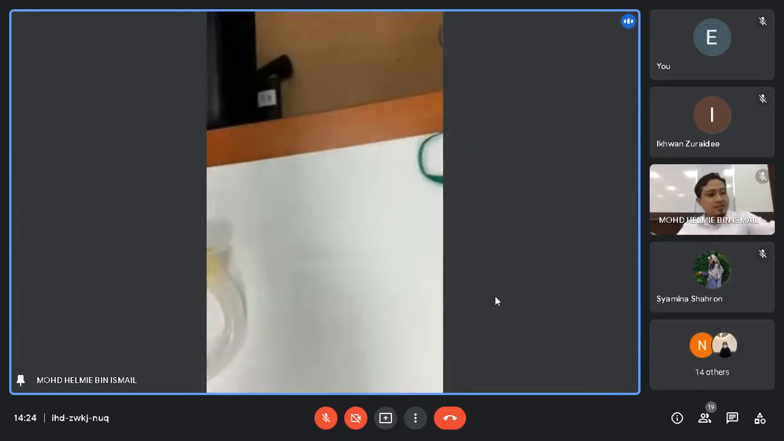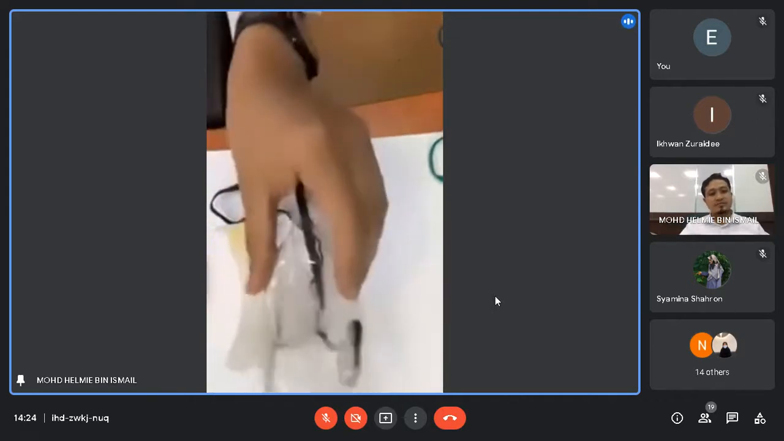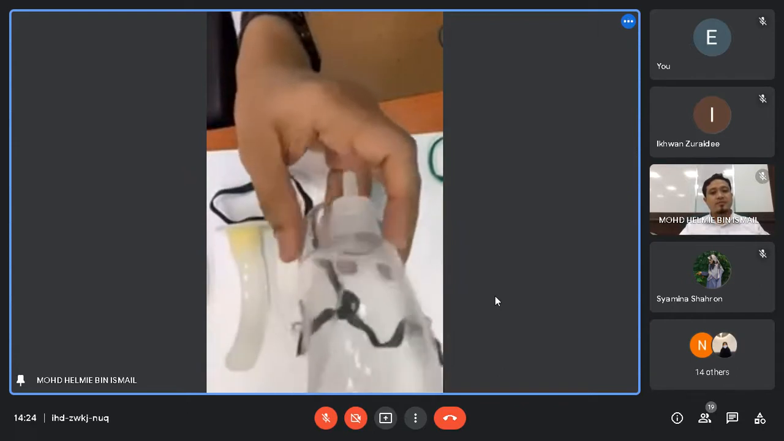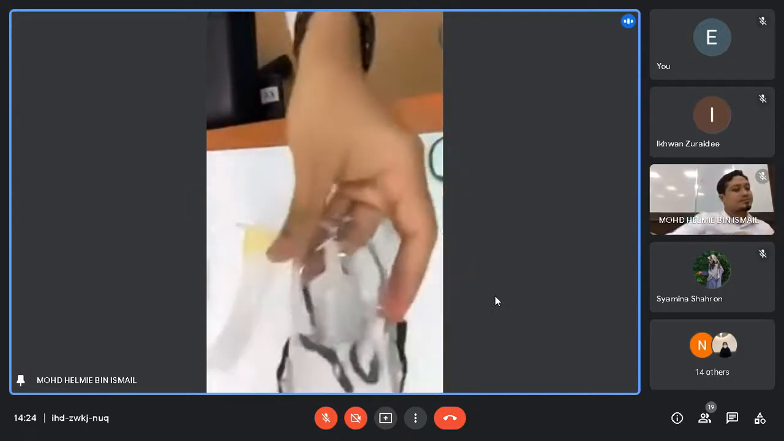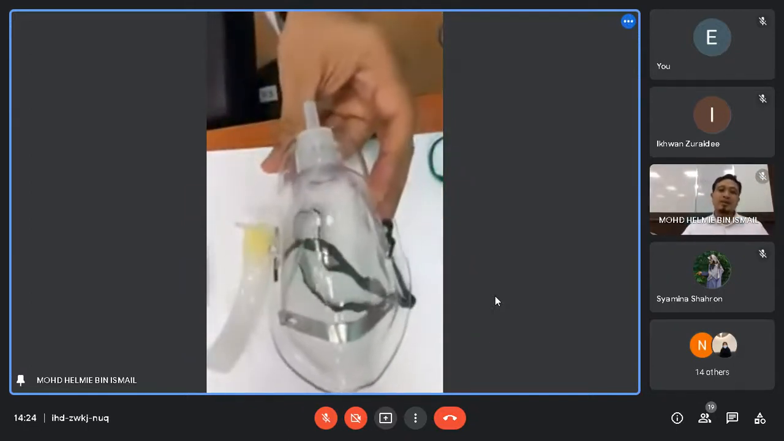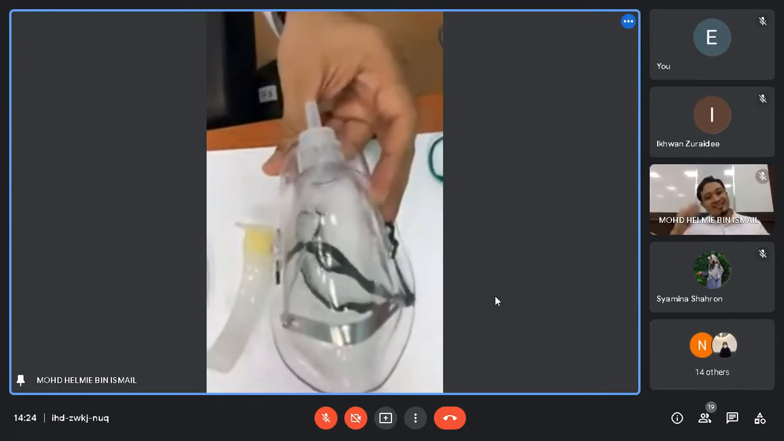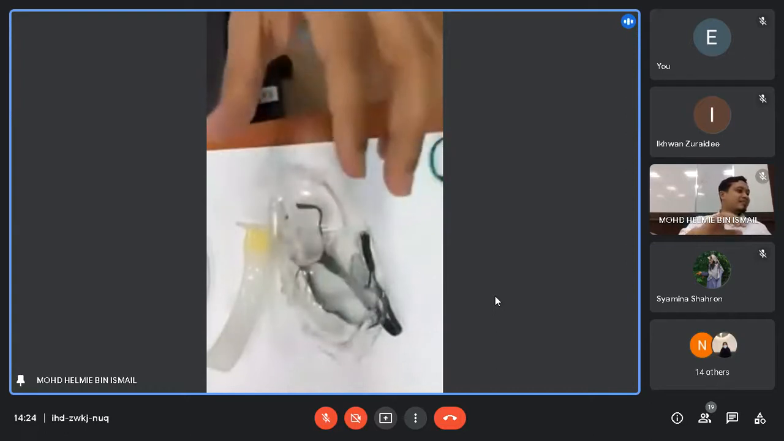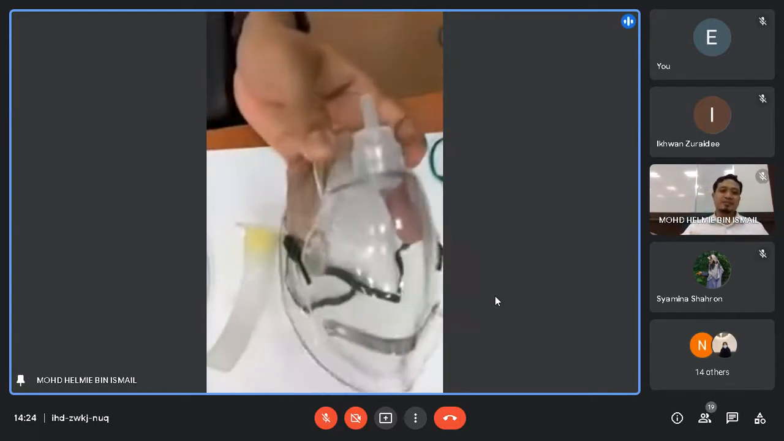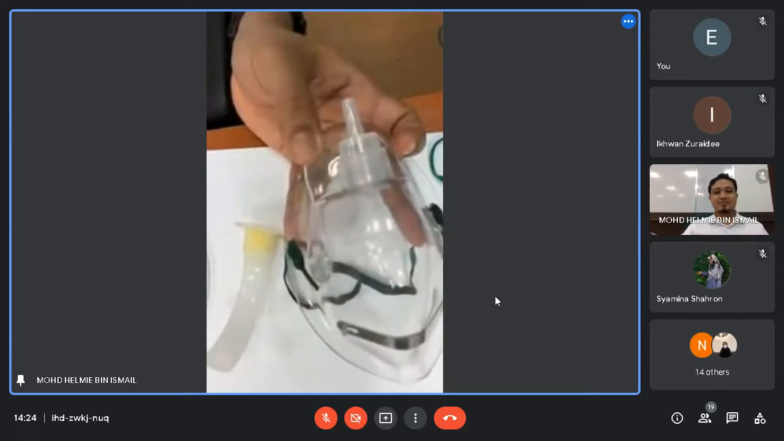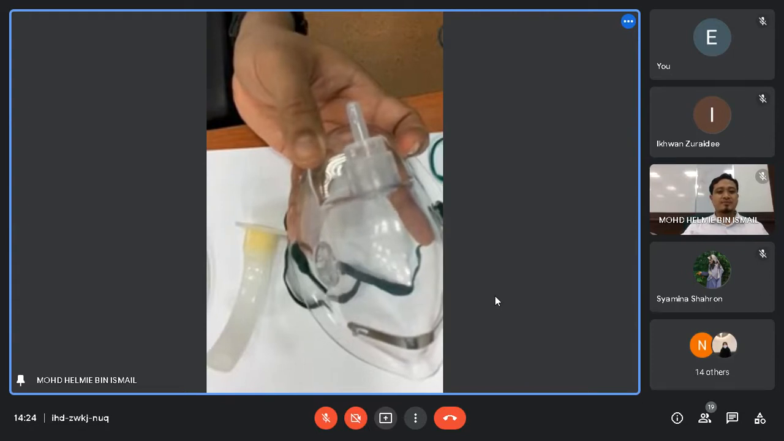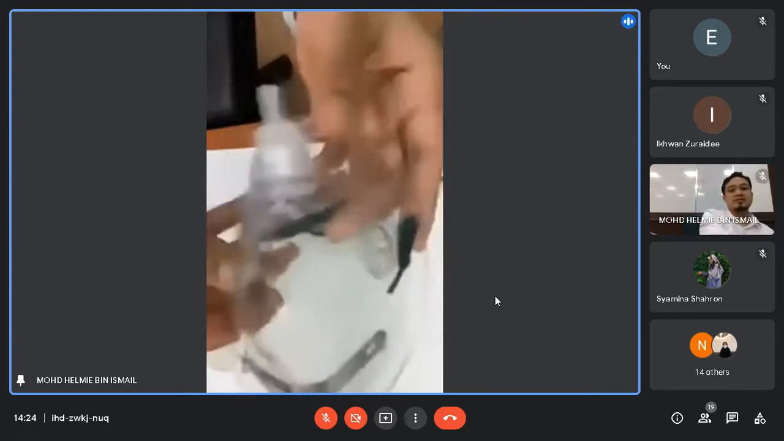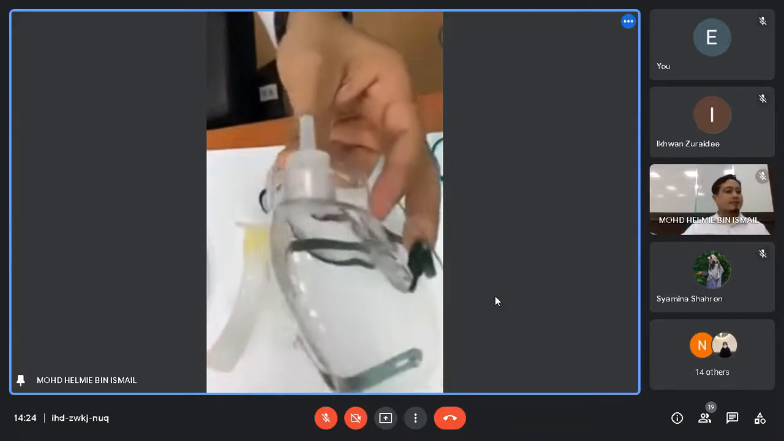If patient needs more than 6 liter, you can change to this one. What is this? Siapa boleh guess? Apa nama lain face mask? Terbalik kan? Tak apalah. You can imagine, right? Alright. What is the name of face mask? So Hudson mask. You have a Hudson mask. Face mask dengan Hudson mask sama.